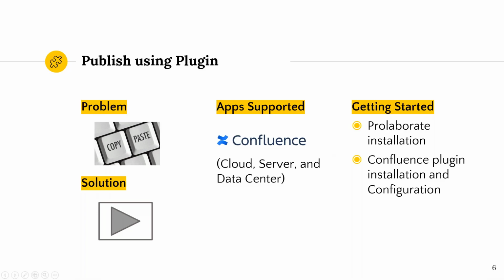And coming back here, where can we do it? As of now, Confluence is supported, and in it all the possible deployment styles, cloud or server or data center, are supported. And how do you get started? Prolaborate installation is a prerequisite. Number two is a very simple one-time configuration of the plugin in Confluence. Basically a simple installation from the Atlassian marketplace and filling up 3 to 4 fields, as simple as that, which would be pretty obvious.